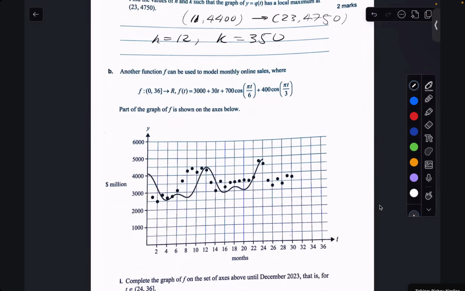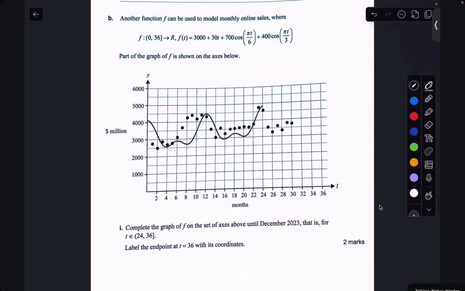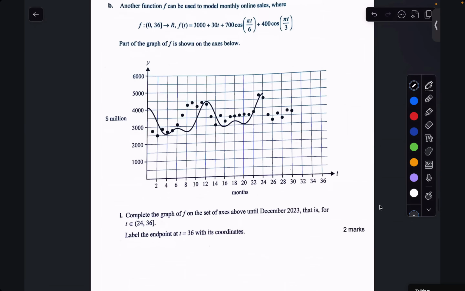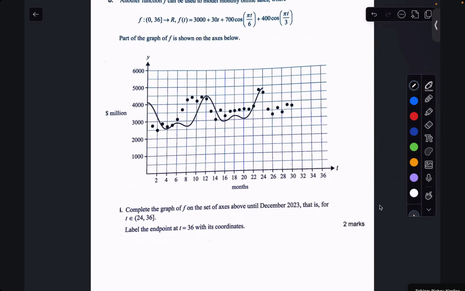Another function, a new one, can be used to model the monthly online sales. Part of the graph is shown below. Complete the graph from 24 to 36. Label the endpoint t is equal to 36 with its coordinates.